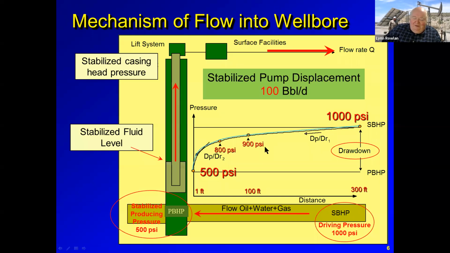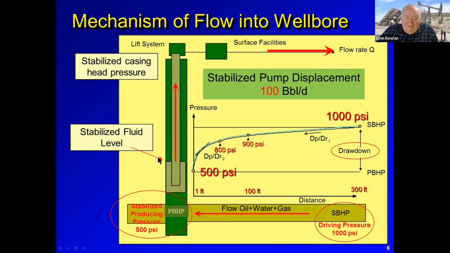We call it drawdown. And then by the pumping equipment lowering the pressure of the wellbore, the fluids flow from the high pressure to the low pressure, and that relationship is called the productivity of the well, the inflow performance of the well. And so in this case, we're showing that the pressure far away is 1,000, and the pressure near the wellbore is 500 psi, and it's flowing. You can see how the pressure drops fairly slowly, and then it drops really quickly near the wellbore.